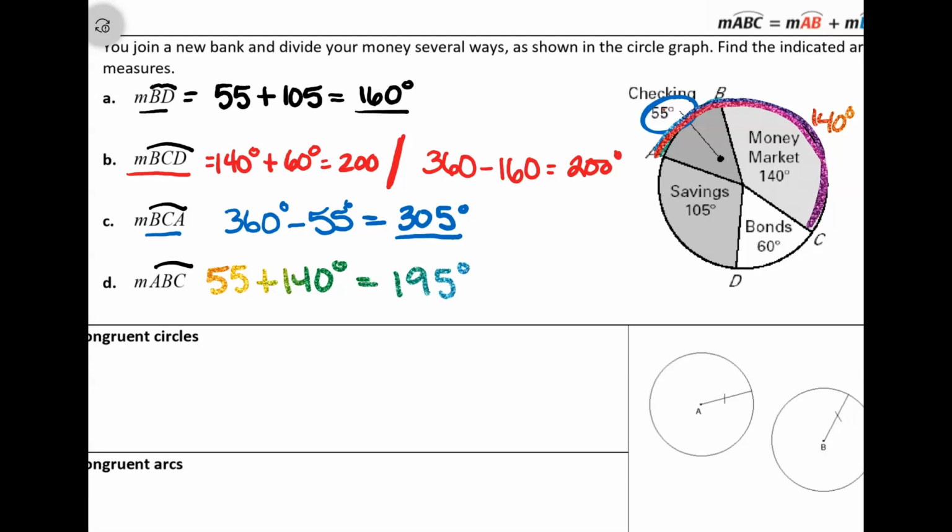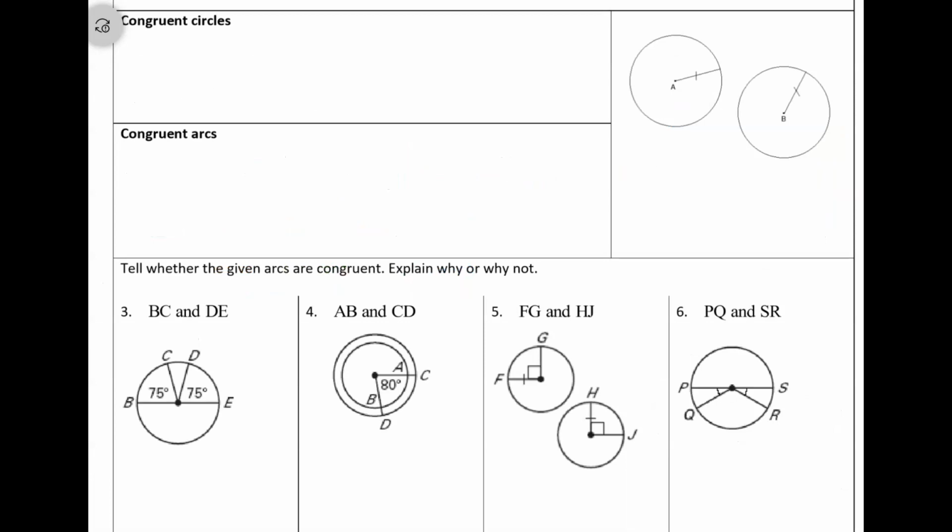So the arc addition postulate is just going to behave like all of the other ones. 2 parts, 3 parts make a whole. And with the circle, you can certainly subtract from 360 if that is quicker. Now moving on to the next part, the vocabulary for congruent circles and congruent arcs.